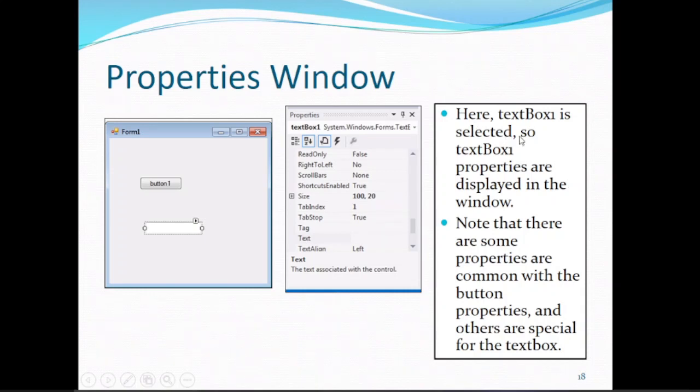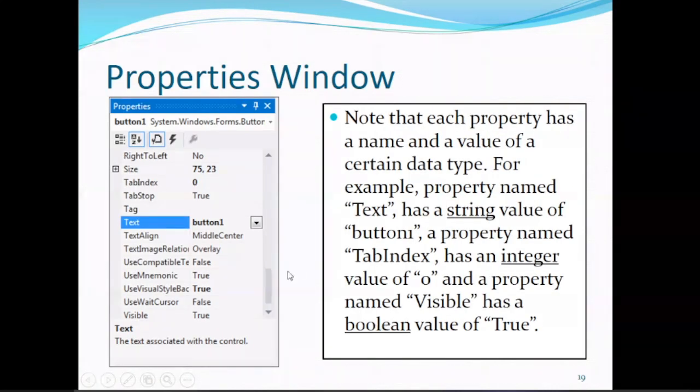Here TextBox1 is selected, so TextBox1 properties are displayed in the window. Note that some properties are common with the button properties and others are special for the text box. The Text property will show you the title of the button. Note that each property has a name and a value of a certain data type. For example, the property named Text has a string value of Button1, and the TabIndex has an integer value of 0.